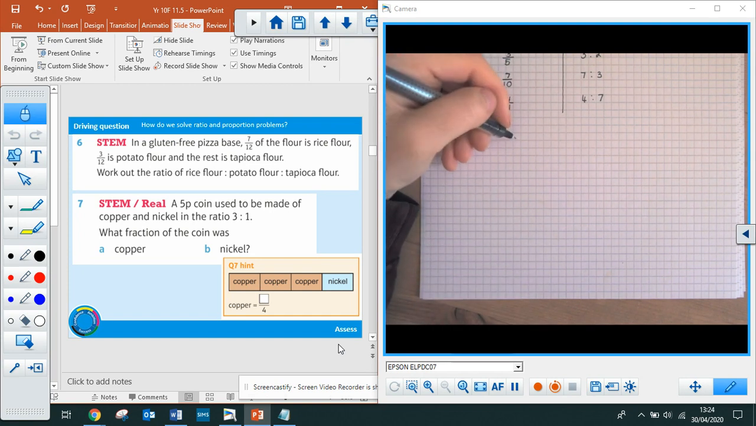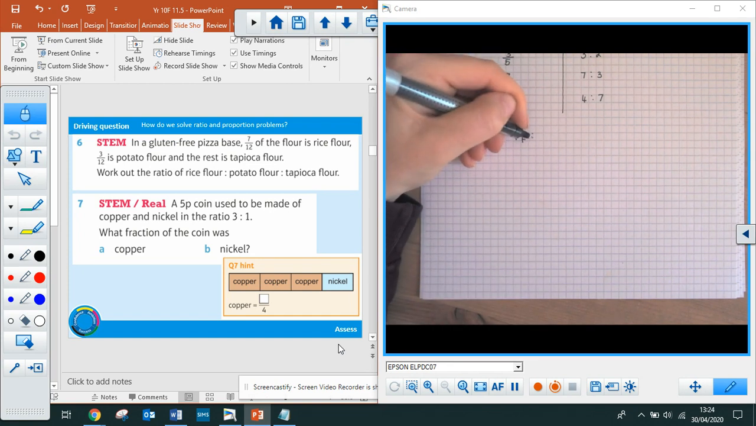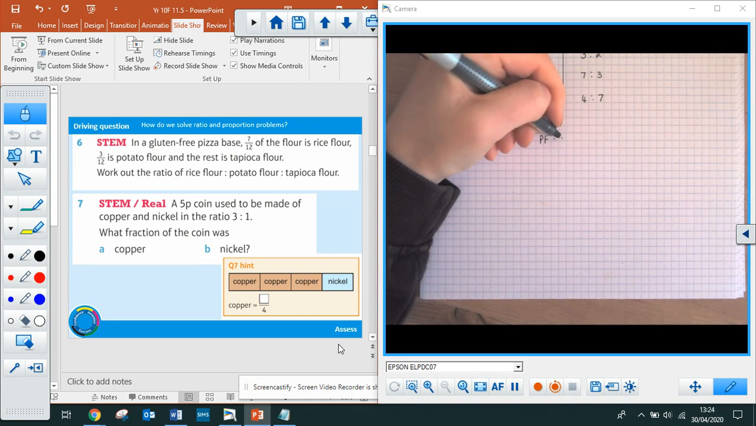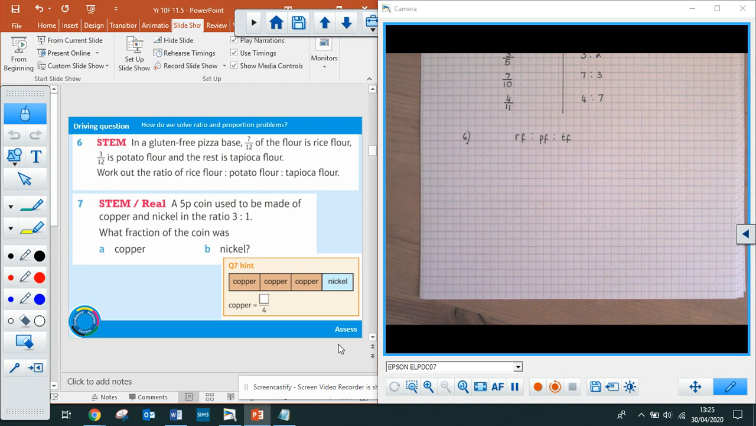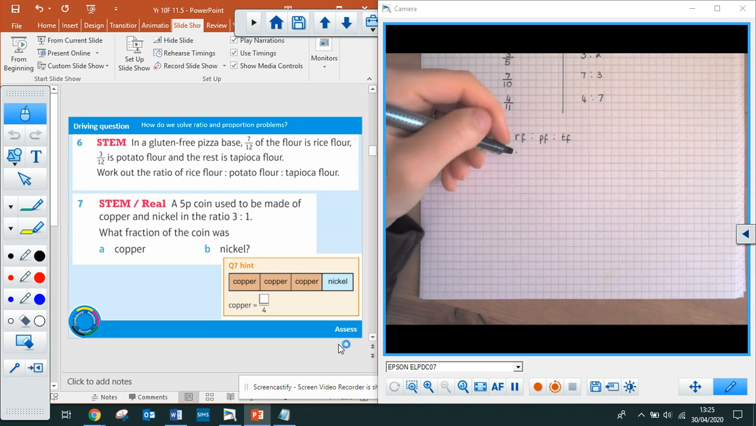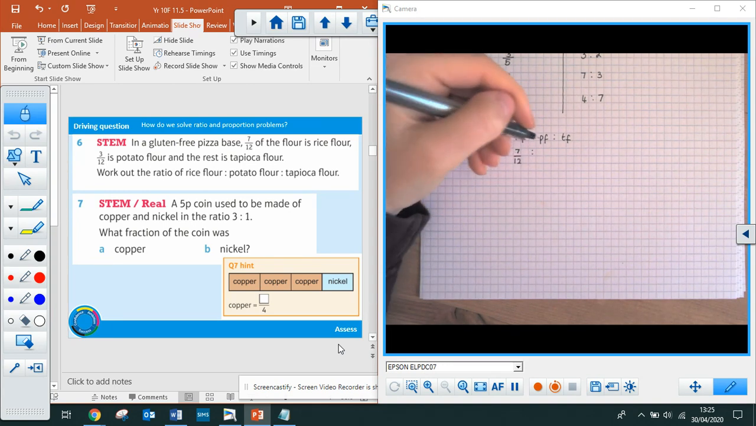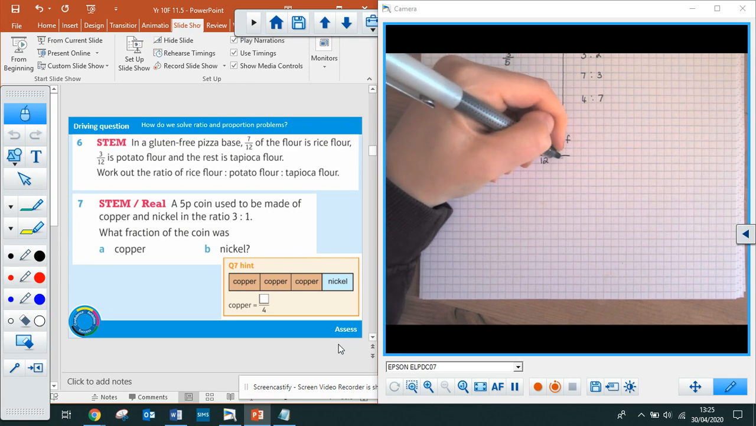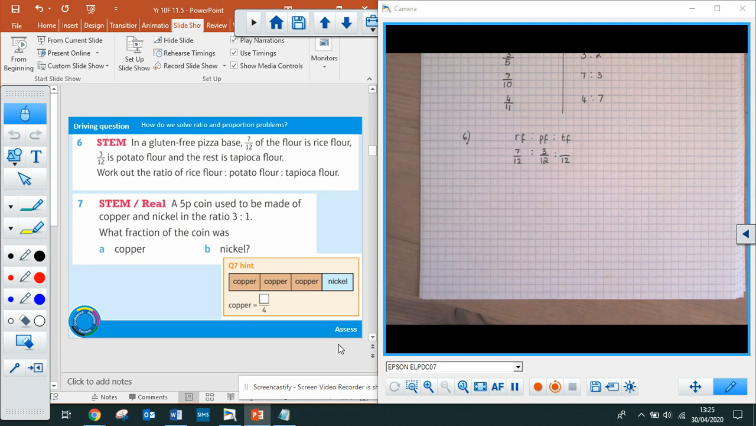So I've got rice flour, call that RF, potato flour, call that PF, tapioca flour, call that TF, okay? And they've told me 7/12 is rice flour, 3/12 is potato flour, and the rest is going to be tapioca flour. So we know it's out of 12, okay? There's 12 parts, that's what the bottom number in the fraction tells us. Our denominator says our total number of parts is 12.